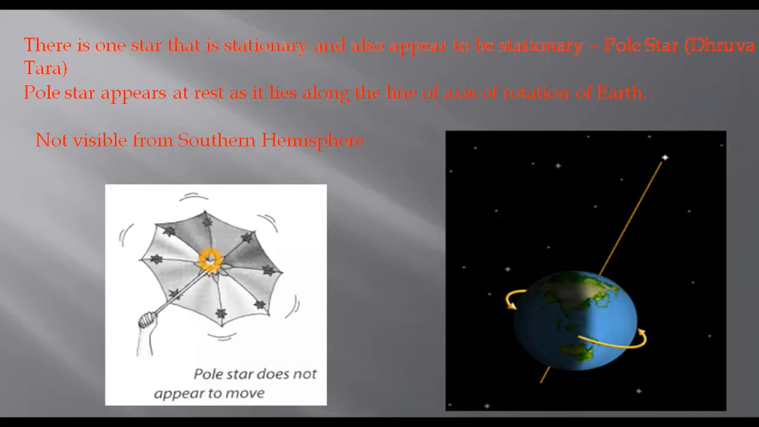So basically, the pole star appears stationary because it is present on the axis of rotation. Okay, and the rest of the stars appear to move from east to west because Earth is rotating on its axis from west to east.